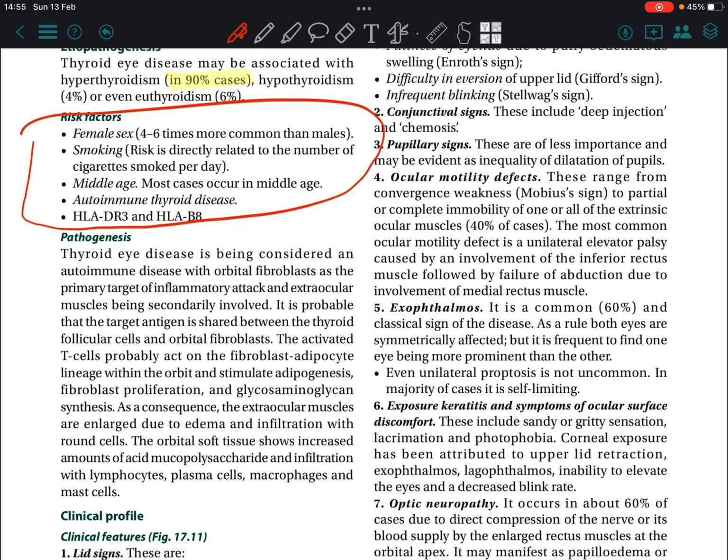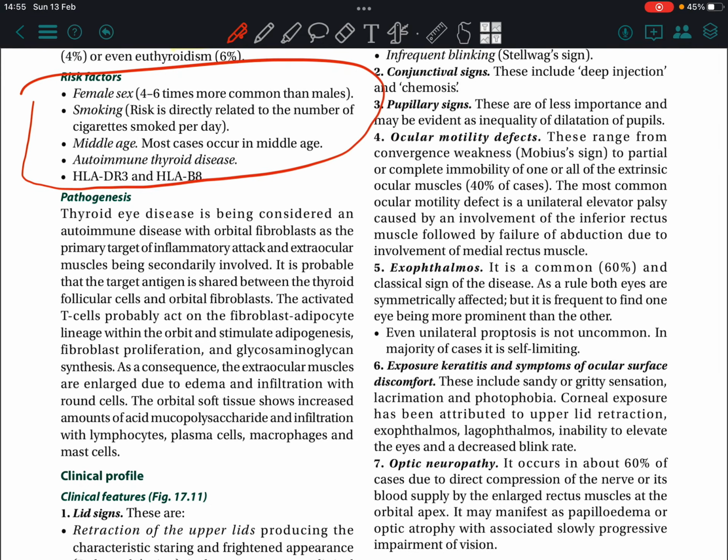Pathogenesis: it is considered an autoimmune disease with the orbital fibroblasts as the primary target of inflammatory attack, and extraocular muscle being the secondary target. It is probable that the target antigen is shared between thyroid follicular cells and orbital fibroblasts. Activated T cells probably act on the fibroblast adipocyte lineage within the orbit and stimulate adipogenesis.